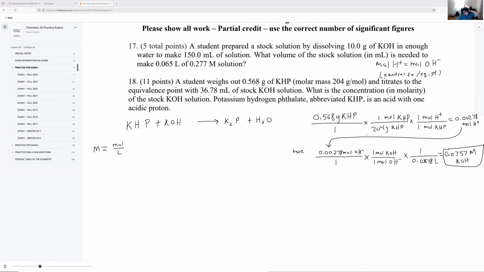All right, anyone have any questions on this? Yeah, of course. So titration: H plus equals OH minus at the equivalence point, for a strong acid and strong base.